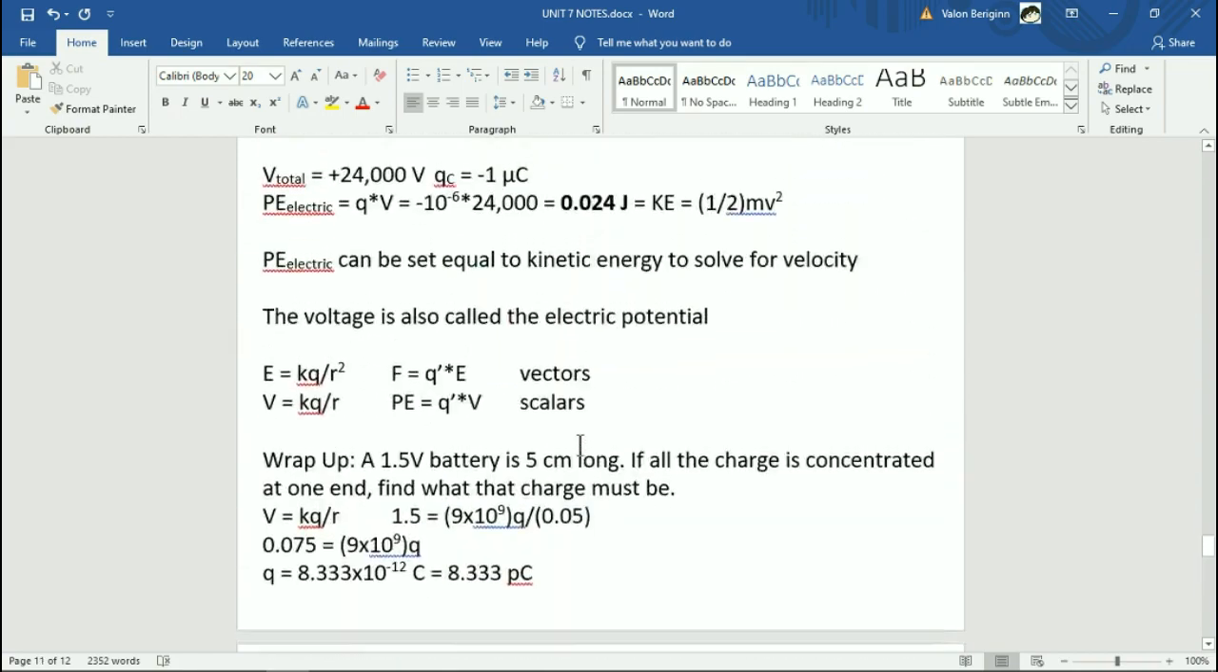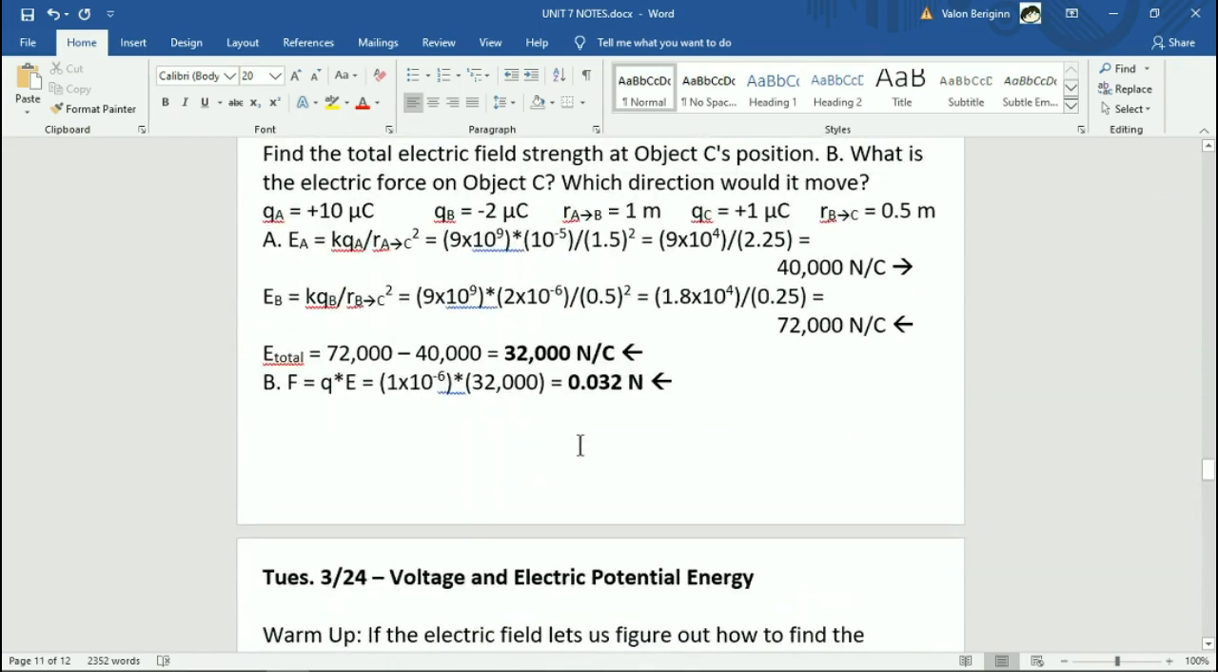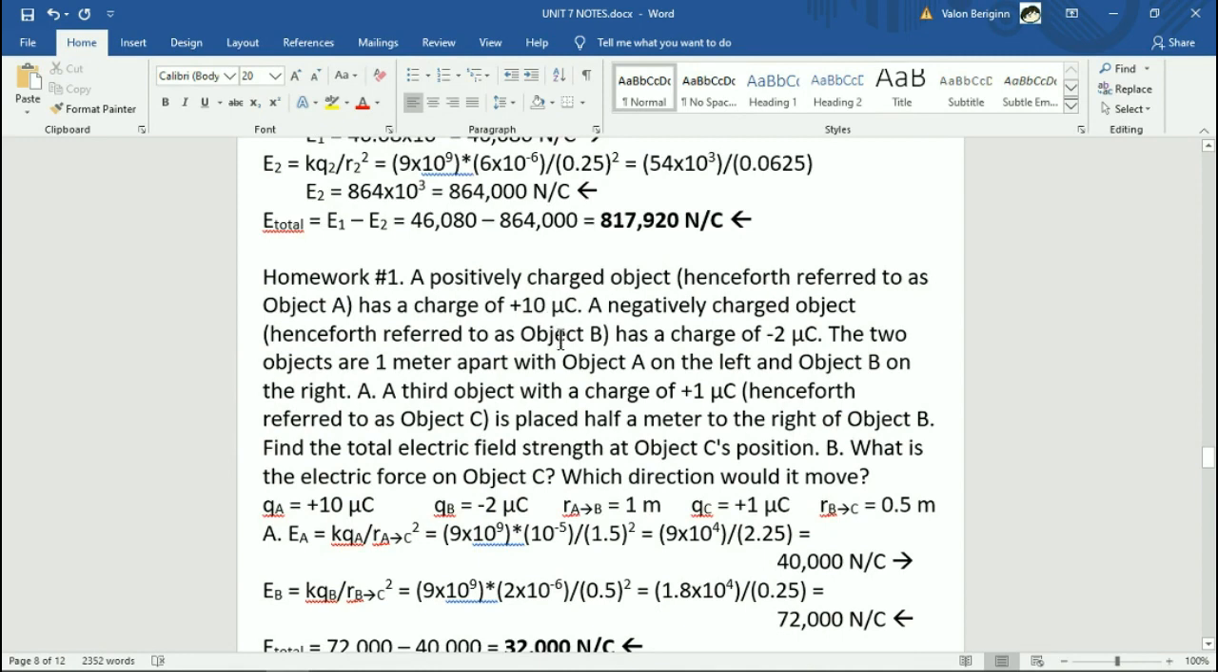Let's go up to a question that was actually used up here. Yeah, so this question here, you have object A, B, and C. Which charge do I use where? How do I know what to do? Here's my main advice for any of this. You should never use the same charge more than once.